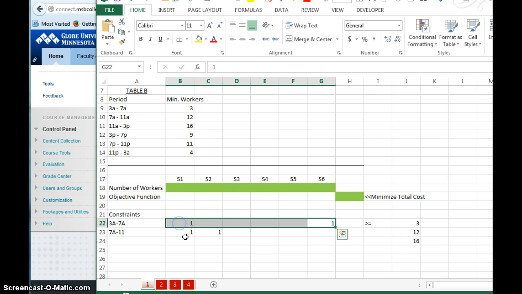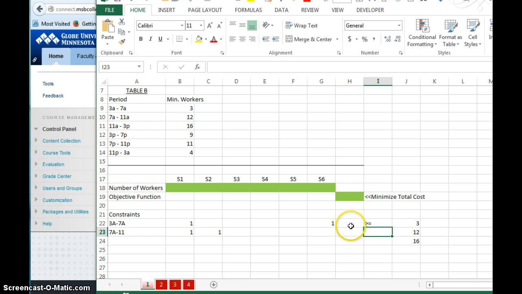You're going to take each of these lines, multiply it times the number of workers that Excel is going to give you, and then you're going to have your sum product here. And these numbers need to be greater than or equal to the minimum numbers given. So that's the part of that problem to get the constraints in.